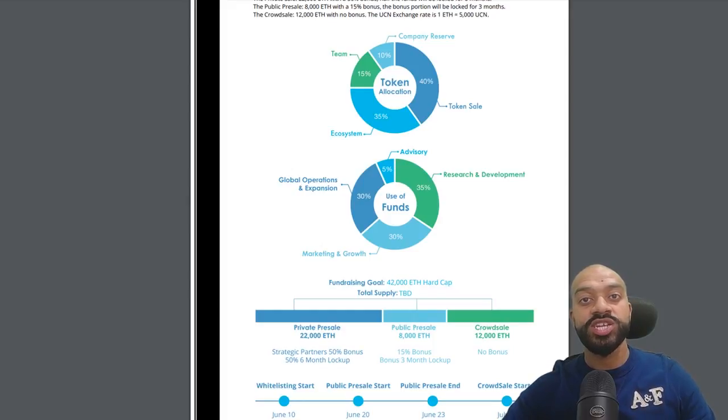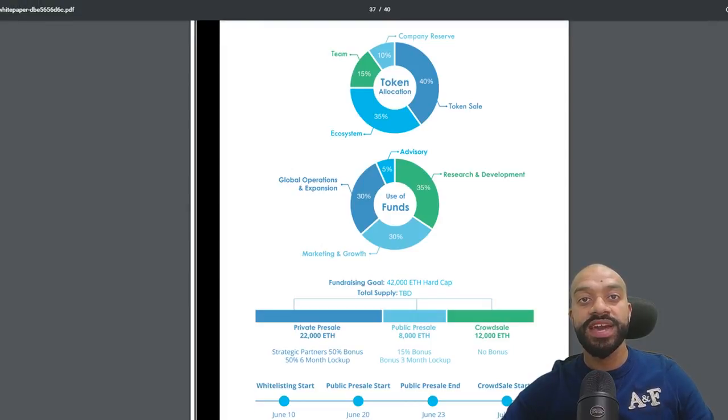Now, the UCN exchange rate is looking to be around 5,000 UCNs for 1 Ether. And then what we have in terms of the remainder is around 35% for the ecosystem. We've got 15% reserved for the team with a lockup of 3 years, and a third of tokens being released every year starting a year after the crowd sale. And then lastly, we have 10% as company reserves.